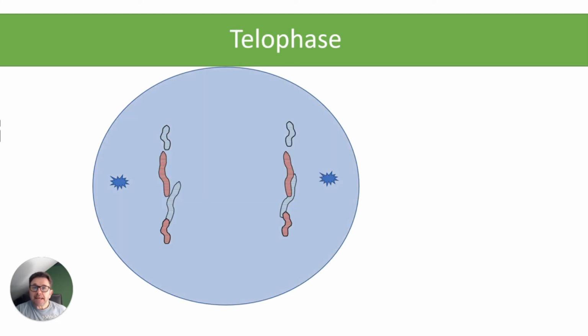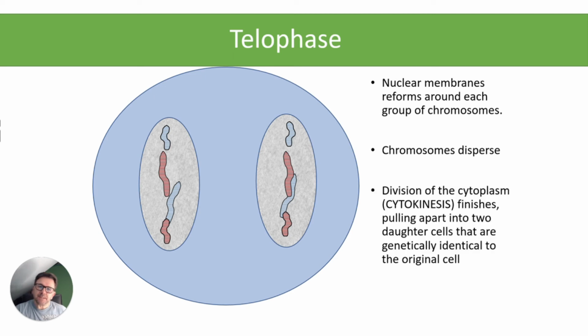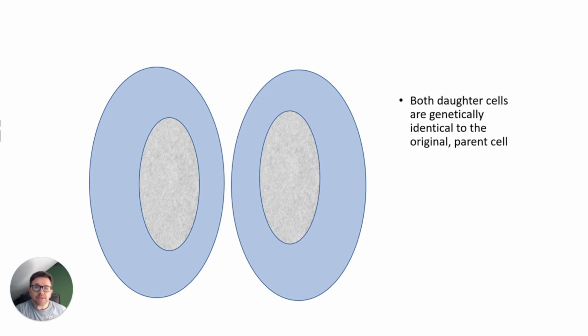And then we get to the last phase, telophase. You can see that the nuclear membrane is starting to reform around each group of chromosomes. The chromosomes disperse into two separate bundles, and the division of the cytoplasm, which is called cytokinesis, finishes, pulling apart into the two daughter cells that are now genetically identical to each other, and therefore we have mitosis.